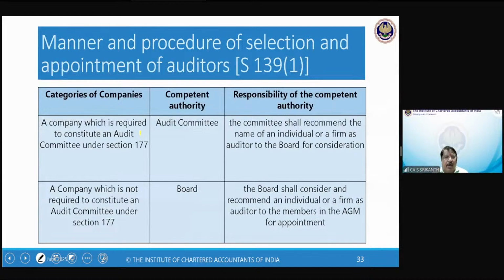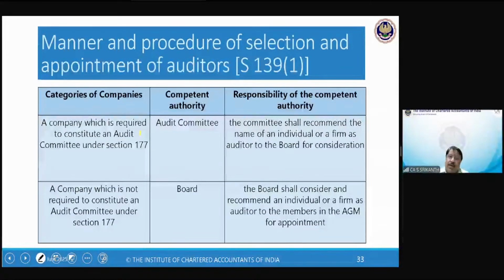A company which is required to constitute an audit committee, the audit committee will recommend the name of the firm or individual to the board. In case it is not required, then the board itself will consider and recommend the individual or firm to the members in the AGM for appointment.